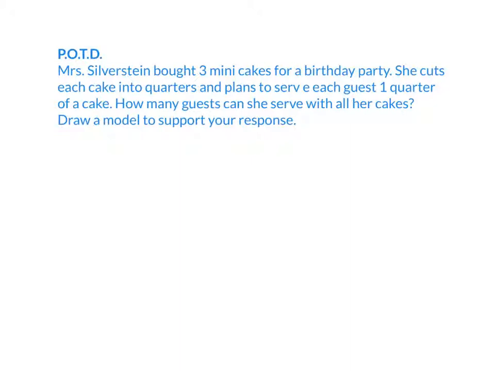So the first step was to write down what the question's asking. What is the question asking us to figure out? Paulina? Yeah, we want to figure out how many guests will get cake. Okay. What important information do we need in order to figure that out? Tarun? She bought 3 mini cakes. Okay, there's 3 cakes. And each guest will get 1/4. Each guest gets 1/4. And we need to draw a model.